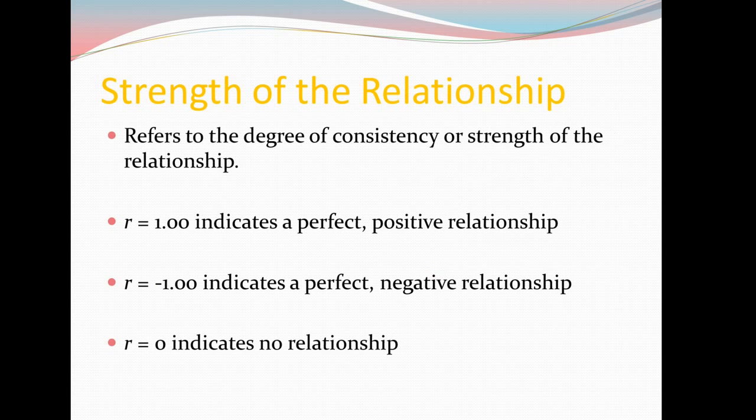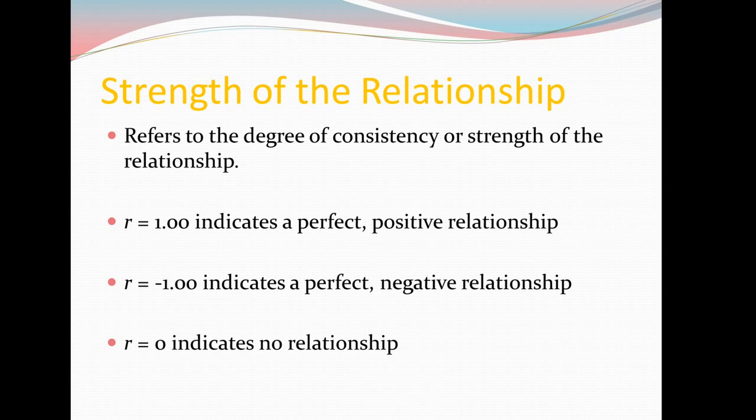So the strength of the relationship refers to the degree of consistency or strength of the relationship. So a value of r equals 1 indicates a perfect positive relationship, and a value of r equals -1 indicates a perfect negative or inverse relationship. An r of 0 indicates no relationship. So there's varying degrees within there.